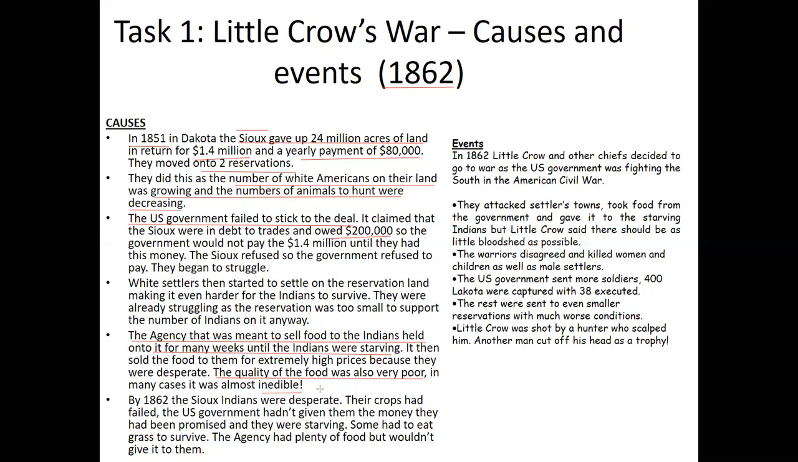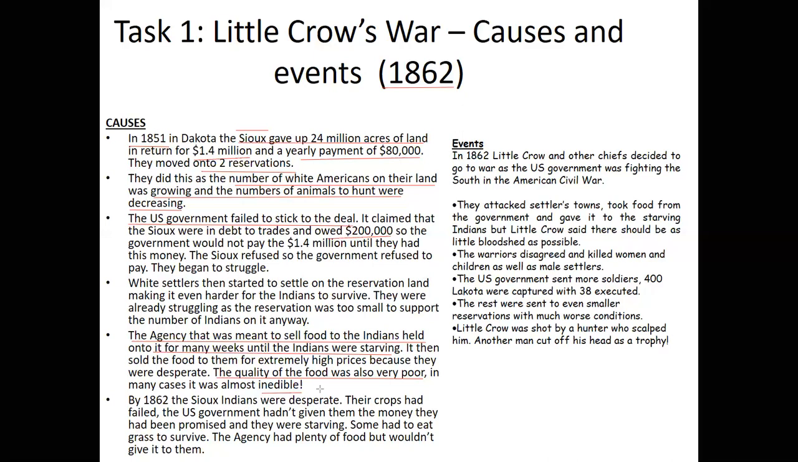In 1862, Little Crow and other chiefs decided to go to war as the US government was fighting the South in the American Civil War. So Little Crow and other chiefs thought it'd be a perfect time to go to war with the US government because many of the soldiers were busy fighting the South in the American Civil War. So what did they do?